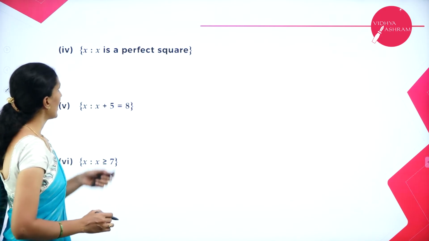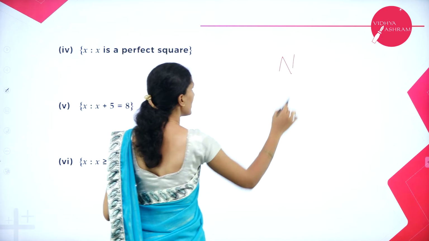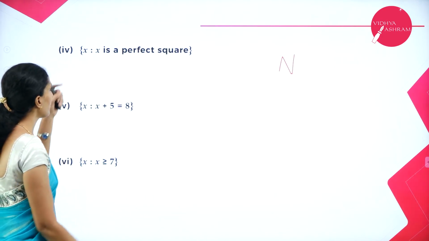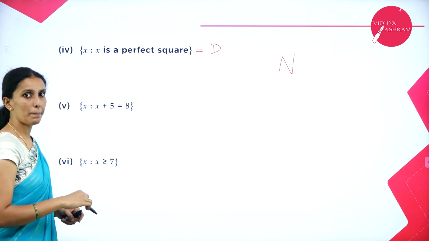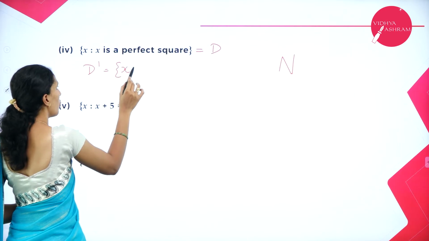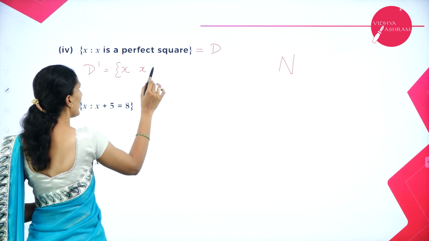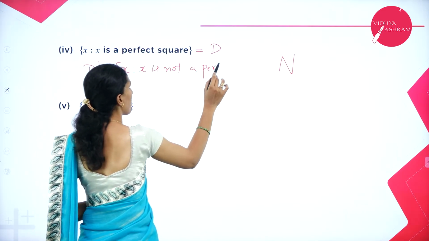Next we have X is a perfect square. My universal set is N. If this is your set D, D is the set of all perfect squares, then what does your D dash represent? The collection of all numbers where X is not a perfect square.